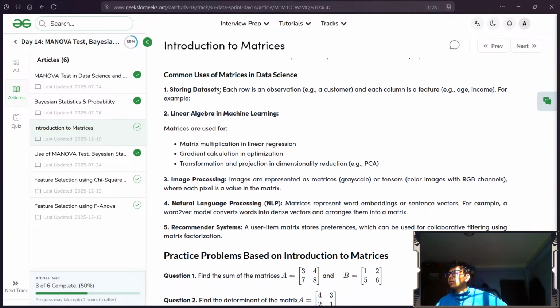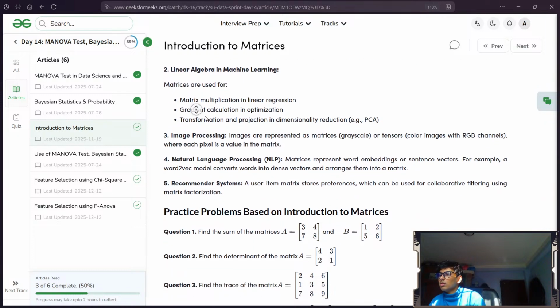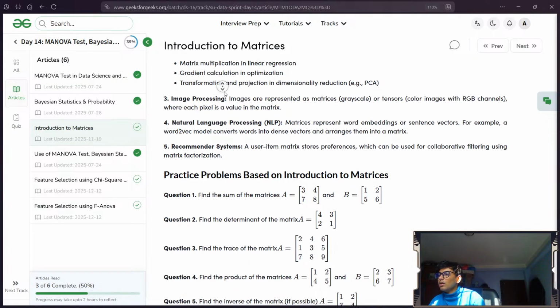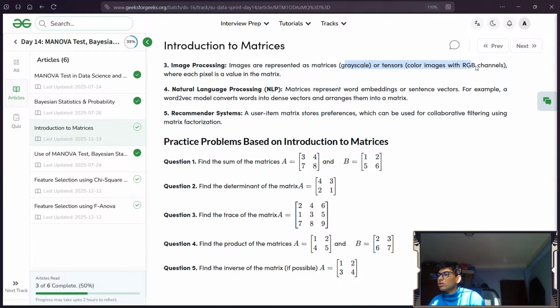Common uses of matrices in data science. Storing datasets: each row is an observation, a customer, and each column is a feature. Linear algebra in machine learning: matrices are used for matrix multiplication, linear regression, gradient calculation in optimization, transformation and projection in dimensionality reduction, PCA. Image processing: images are represented as matrices, grayscale, or tensors for color images with RGB channels, where each pixel is a value in the matrix. Natural language processing (NLP): matrices represent word embeddings or sentence vectors.